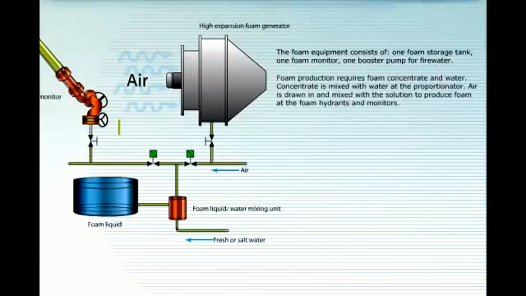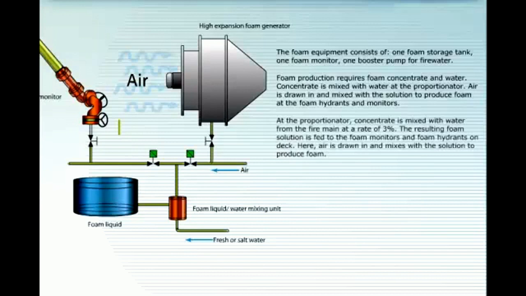At the proportionator, concentrate is mixed with water from the fire main at a rate of 3%. The resulting foam solution is fed to the foam monitors and foam hydrants on deck. Here, air is drawn in and mixes with the solution to produce foam.